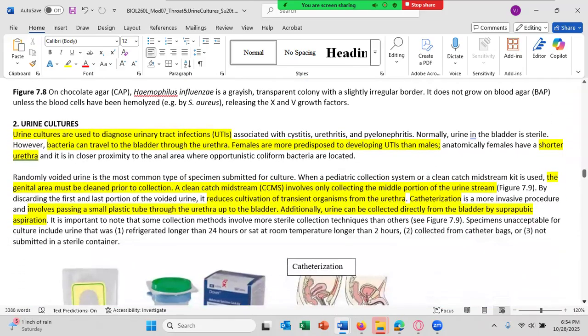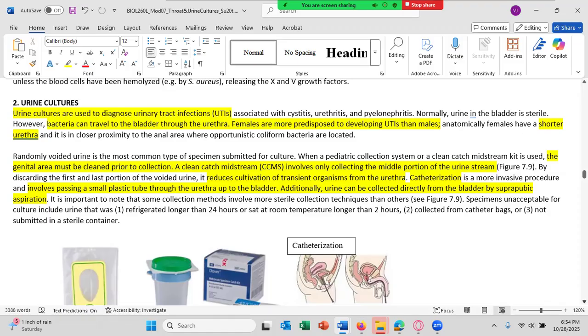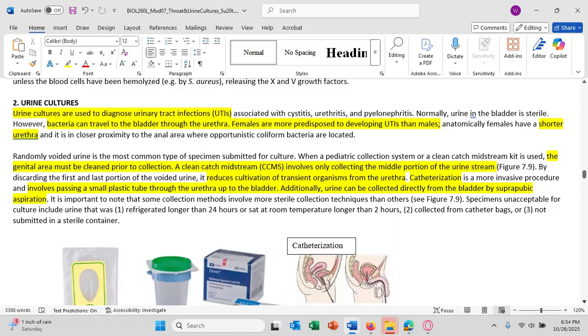All right, so that's it with the throat cultures. Let's talk about urine cultures. Urine cultures are used to diagnose urinary tract infections, UTIs. Bacteria can travel up the bladder through the urethra. Females are more predisposed to developing a UTI than males simply because females have a shorter urethra than males.